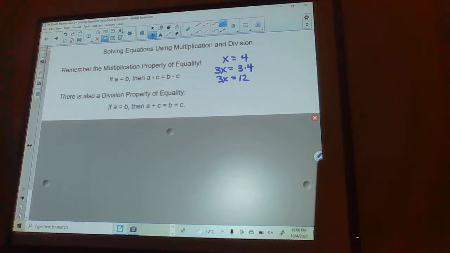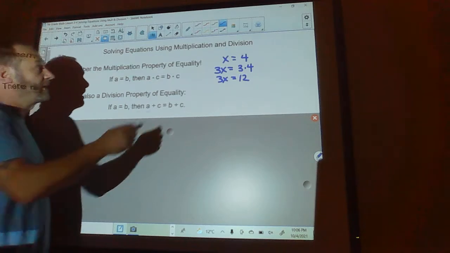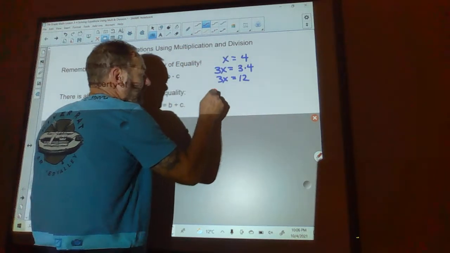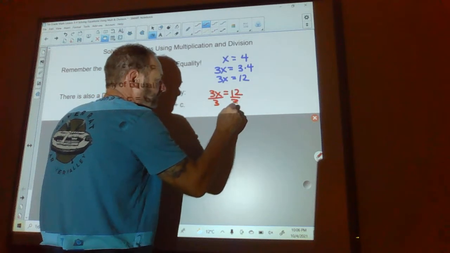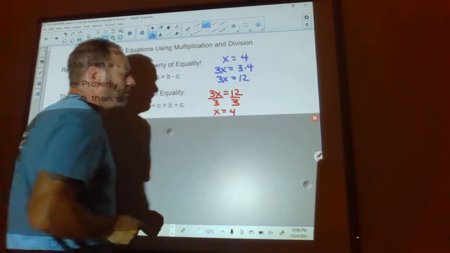And it works the same for the division property of equality. If A equals B, then A divided by C equals B divided by C. So I can kind of go backwards here. If 3x equals 12, and then I divide both sides by 3, then x equals 4.